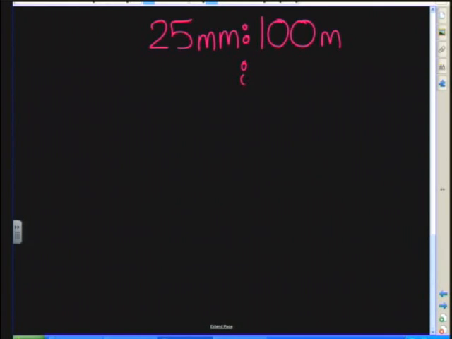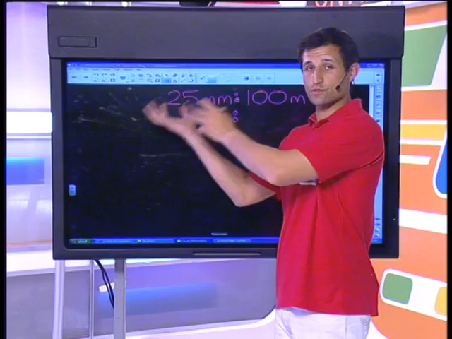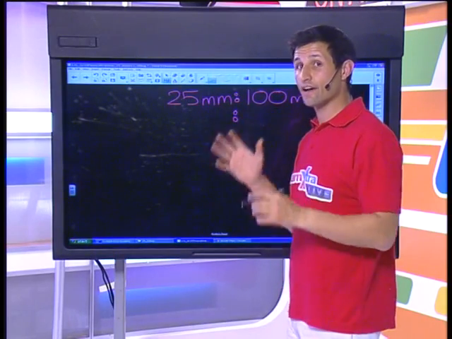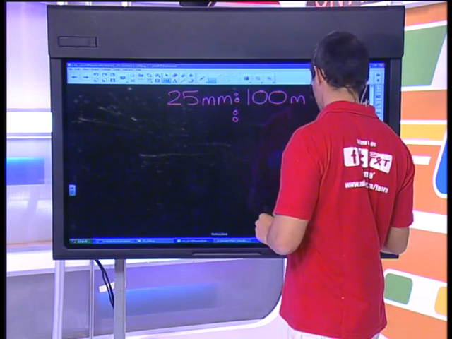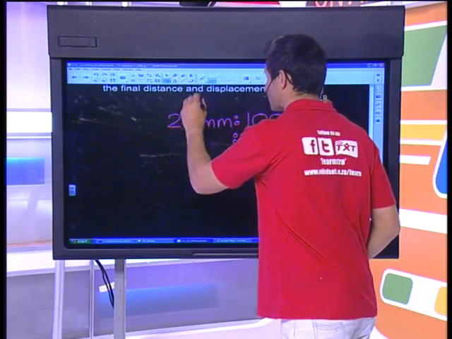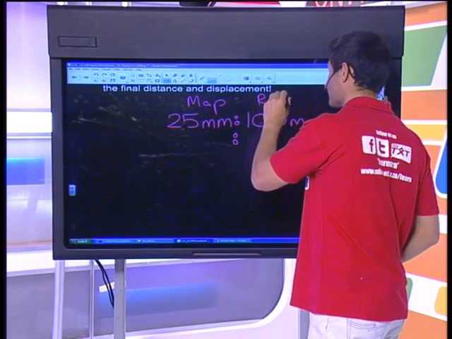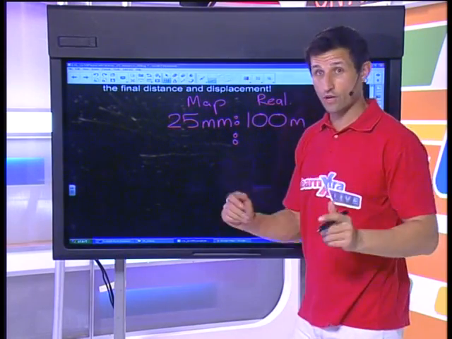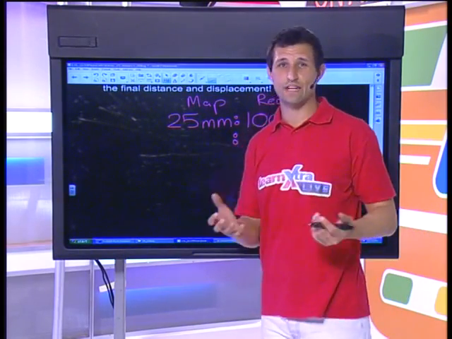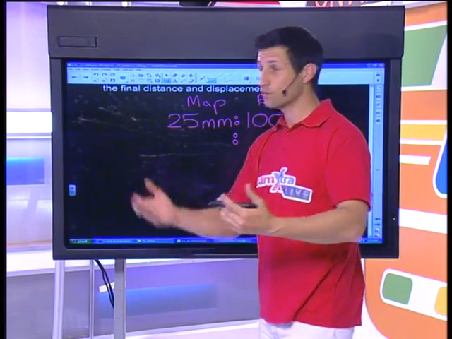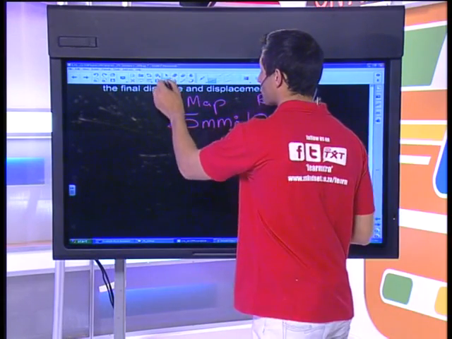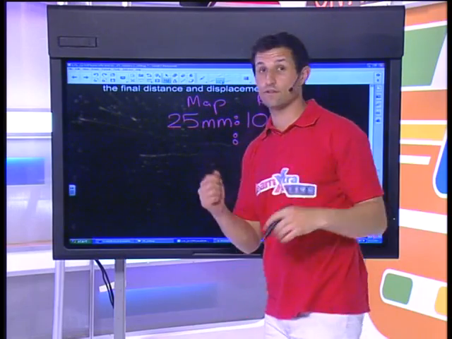Now let's put in the numbers that we'd like to scale. Which one do I have? Do I have the map size or do I have the real size? I have the map size. So I'm going to put map underneath map, and then I'm going to put real underneath real. Now I'm going to show you how to work with these ratios, because a lot of grade 10s really struggle with ratios when they deal with the vector diagrams. So let's write in a different color to show you the new information.